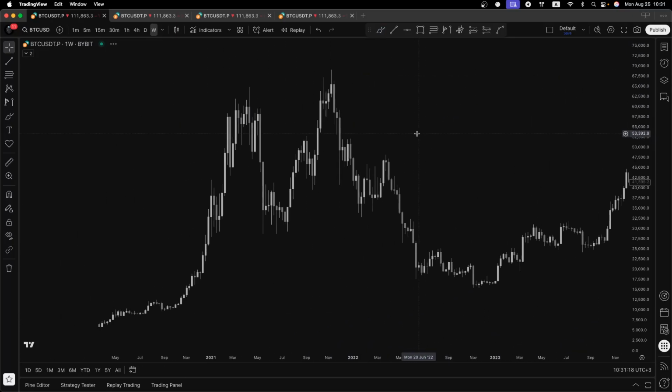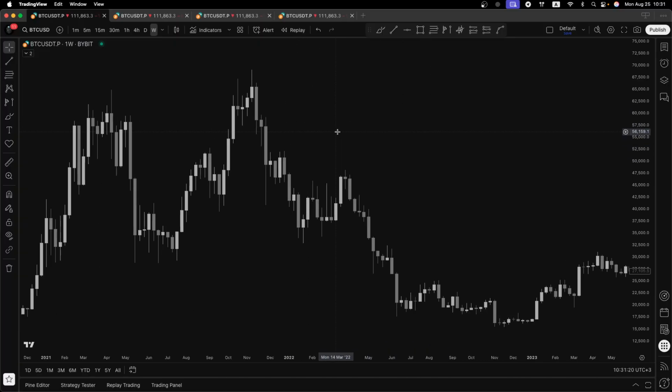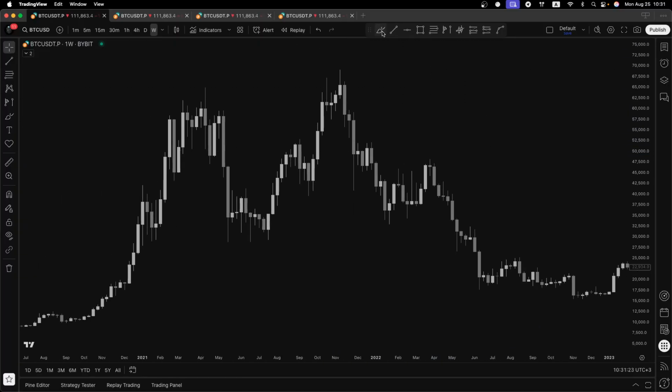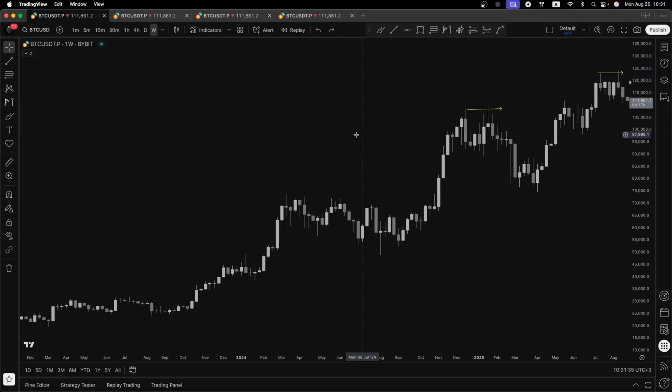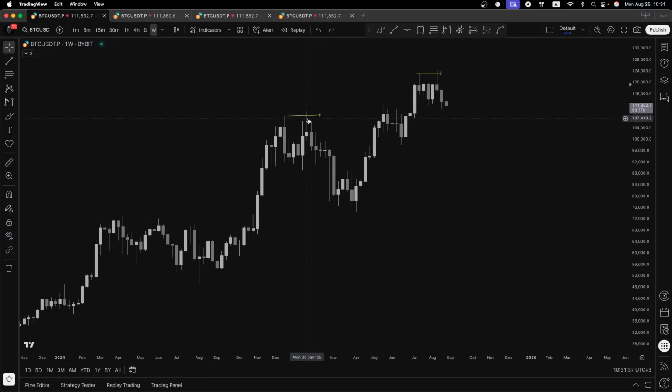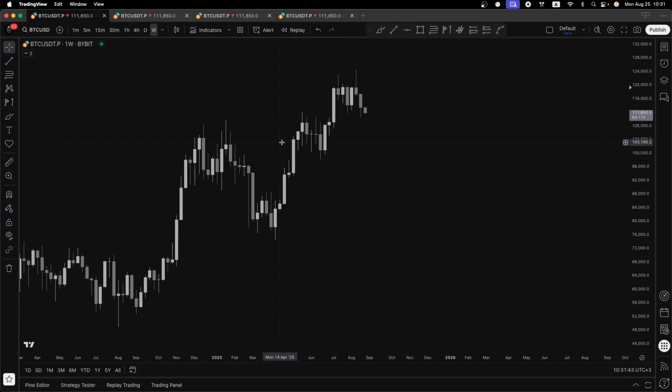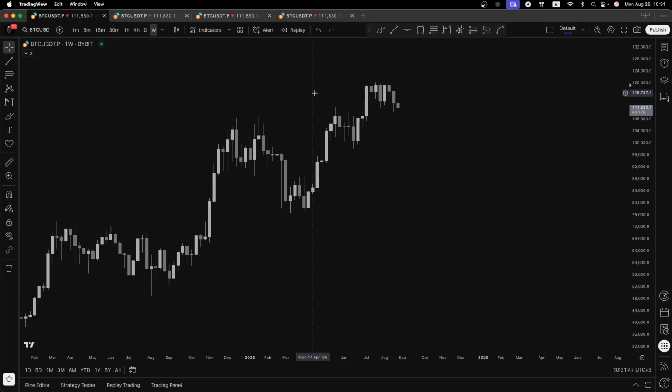And of course, if we go back here, we had something similar on previous cycle, top like this first time and top like this second time with a sweep, right? Top once and top second time. So this could be really bad for the macro.